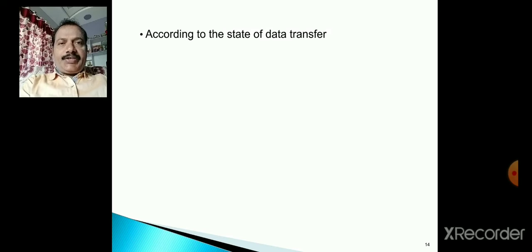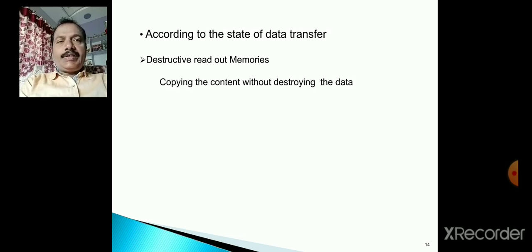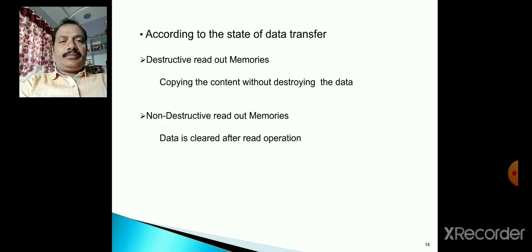According to the state of data transfer, we can classify the memory into destructive readout memories and non-destructive readout memories. With destructive readout, whenever you read the data, it is lost. In non-destructive readout memories, the data will not be disturbed in the source location when you read it. Whereas in the destructive type, if you read the data, it will be lost.